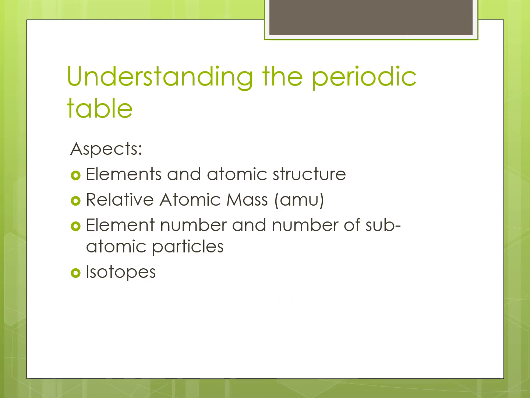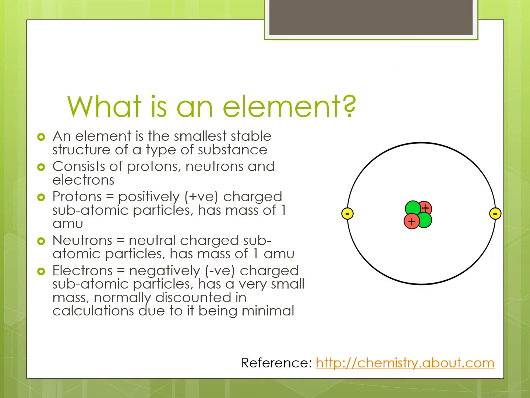Element number and number of subatomic particles. You should have seen those before, and then we are also looking at isotopes. So, what is an element? An element is the smallest stable structure of a type of substance. Like I said, there are different types. Again, more on that later. That's what we were talking about with isotopes. Anyway, it consists of protons, neutrons, and electrons.